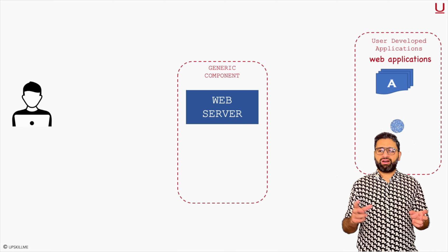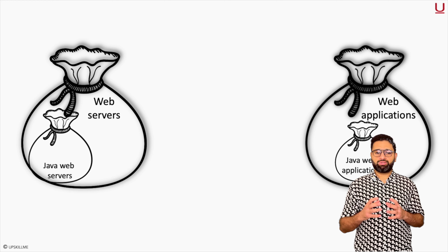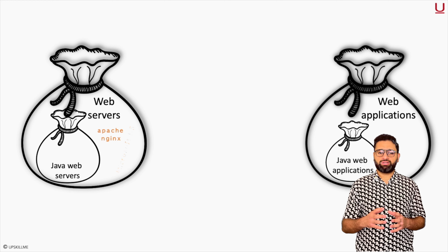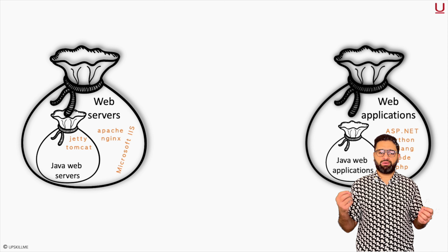Web server interacts with web applications using a standard set of APIs. A web application can be written in any programming language like Java, Python, or Golang. Java web servers and Java web applications forms a subset of overall web applications and web servers.